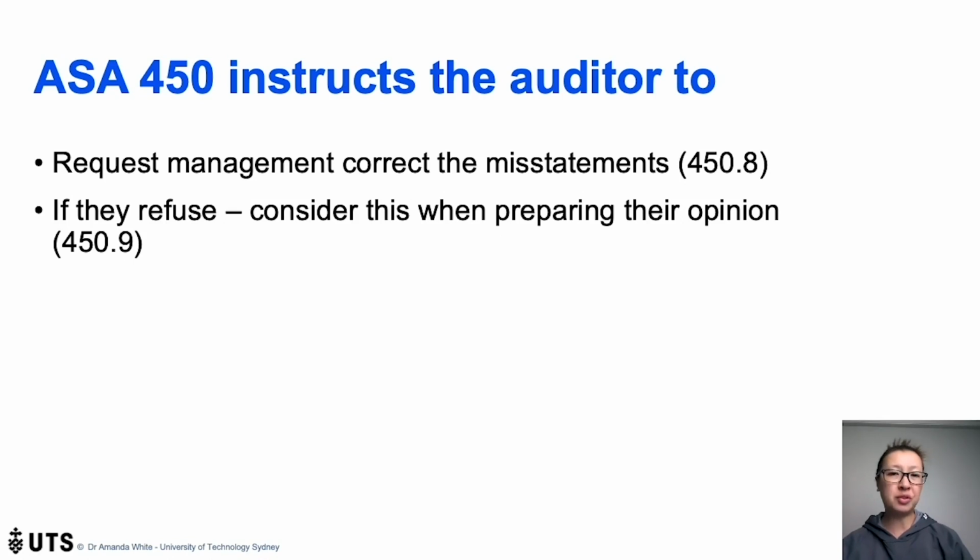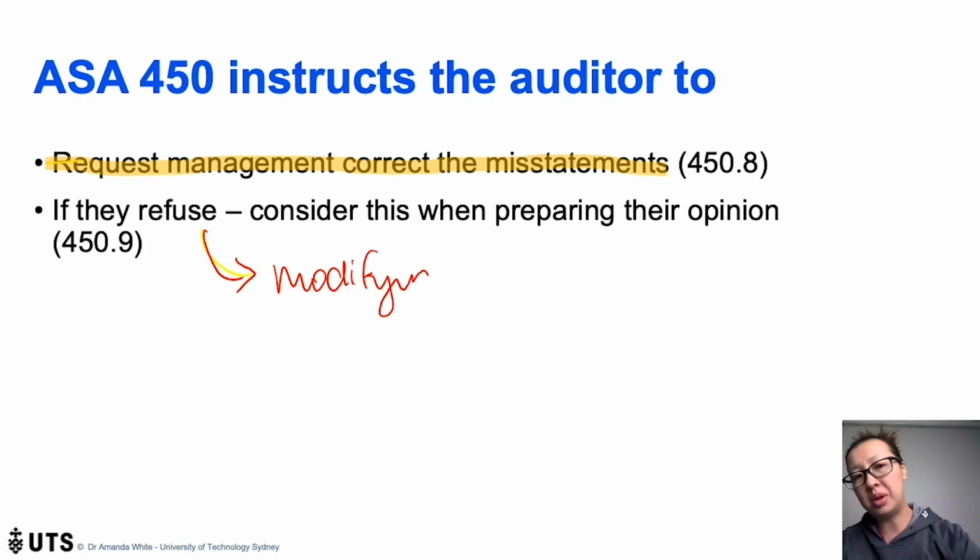So what does ASA 450 say? It says we have to request, put the highlighter on here, request management correct the misstatements. Now, they can say, no, I don't want to do that. I think my number's right. I think your number's wrong. I disagree with your method or your assumptions or your data on some sort of accounting estimate. So if they refuse, then a refusal means that we might need to consider modifying the audit opinion, and that comes up in one of our other videos.